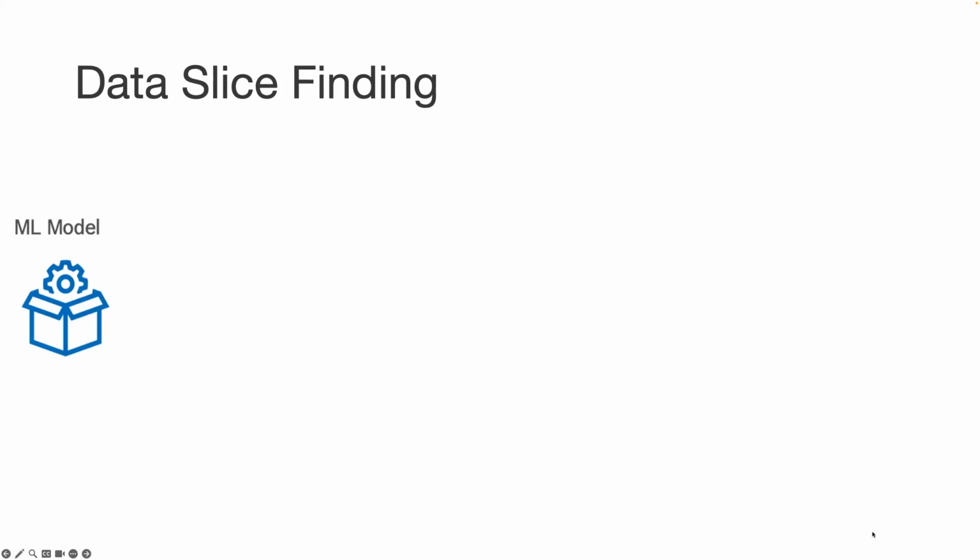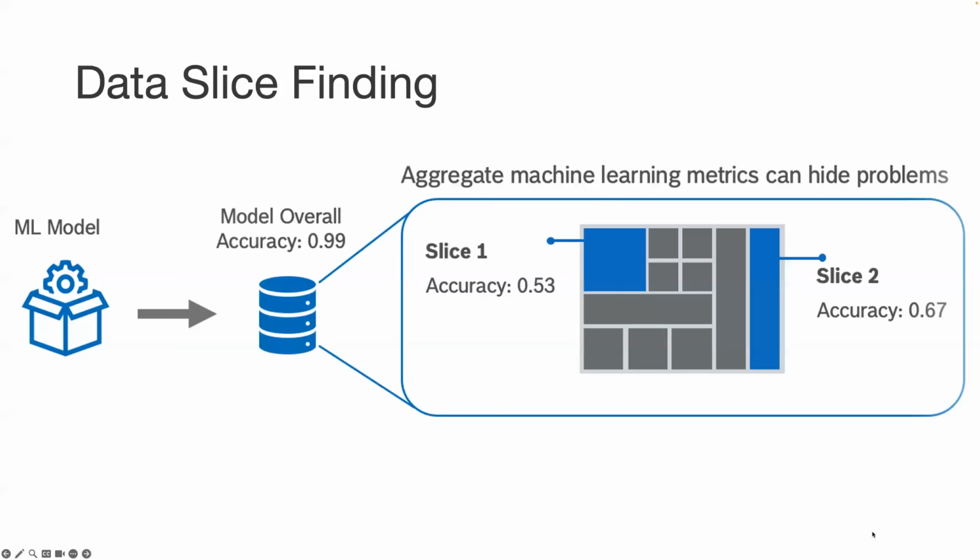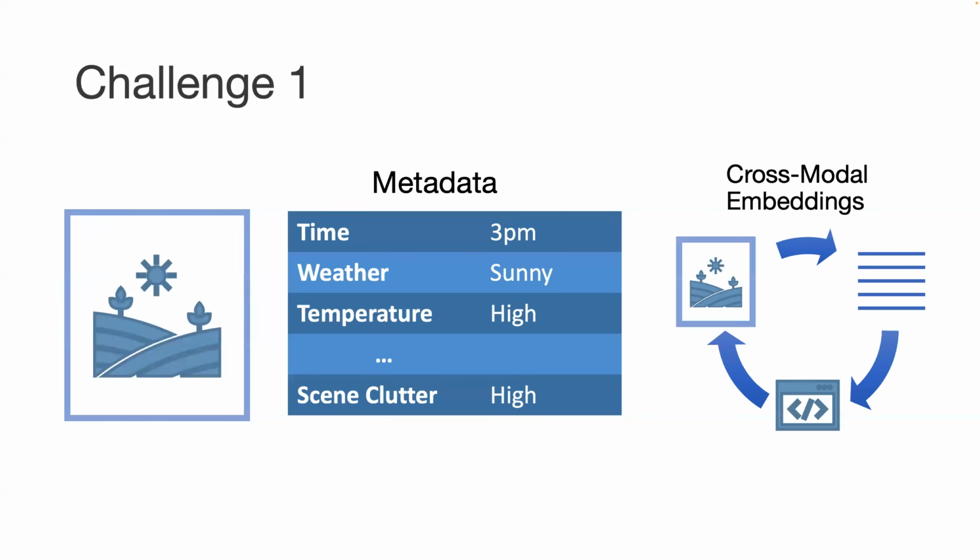Data slice finding is an efficient method for validating machine learning models by uncovering potential issues on data subsets. However, achieving transparency and interpretability in slice findings often requires additional data information, such as metadata or cross-model embeddings. Moreover, domain practitioners still require additional support to comprehend why the model fails on these slices.